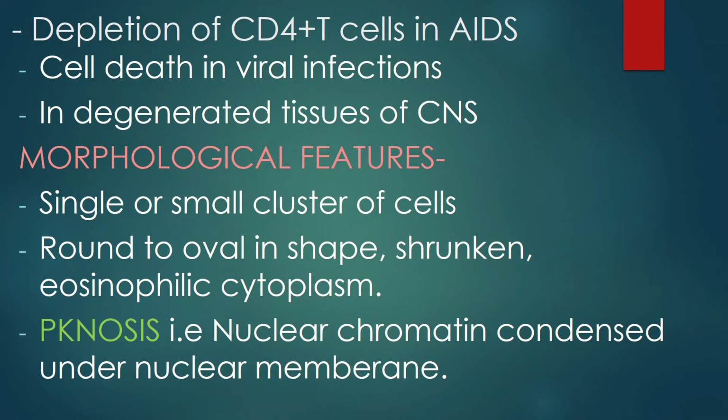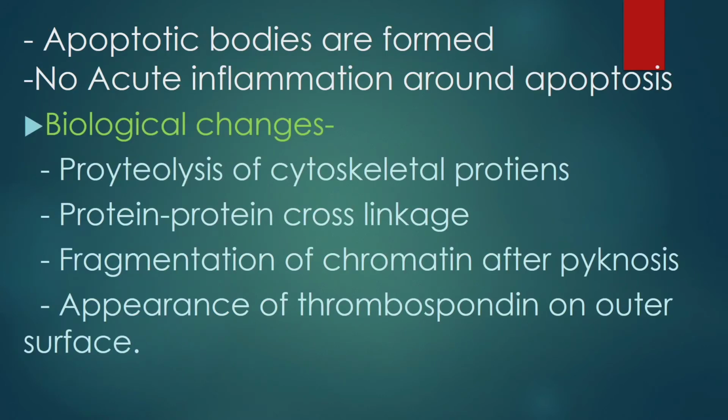Then it will be round. Apoptotic cells will be round to oval in shape, shrunken with eosinophilic cytoplasm. Then there is pycnosis. What is pycnosis? It is nuclear chromatin that is condensed under the nuclear membrane. So this is pycnosis. Apoptotic bodies are formed in this, and no acute inflammation is seen around apoptosis.